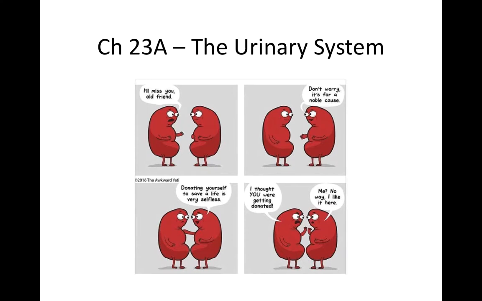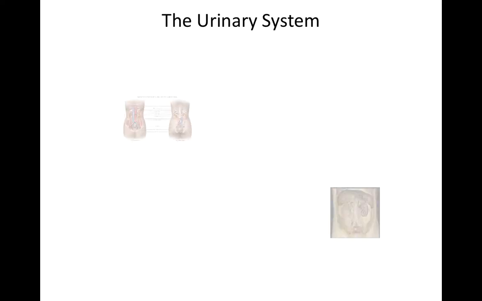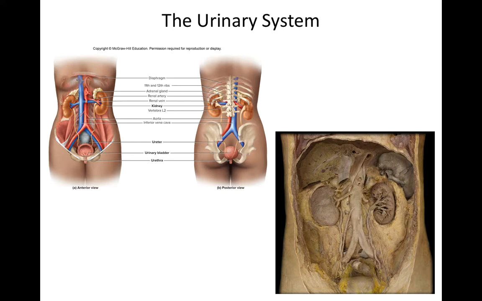Welcome back. We're going to move on to the urinary system now. So, gross anatomy wise, this system is fairly straightforward. You have two kidneys, two ureters, you can see right here or right here, that feed into a urinary bladder and one urethra.